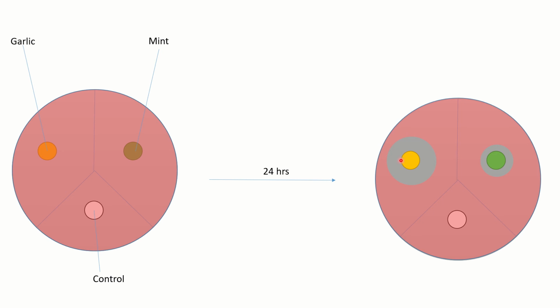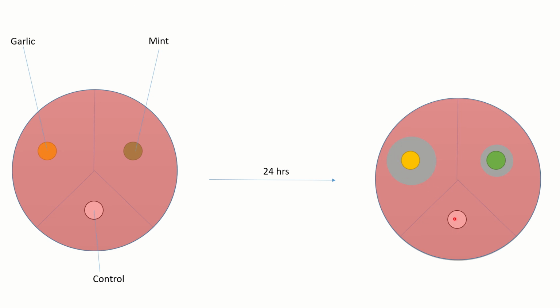So maybe we should find the radius of the paper disc as well and subtract that from the zone of inhibition. Either way, what we're trying to do is find a comparison. Yeah. So we're trying to find out which one, garlic or mint, is best at preventing bacterial growth. Obviously in this one, well, I think you can tell, it's garlic.